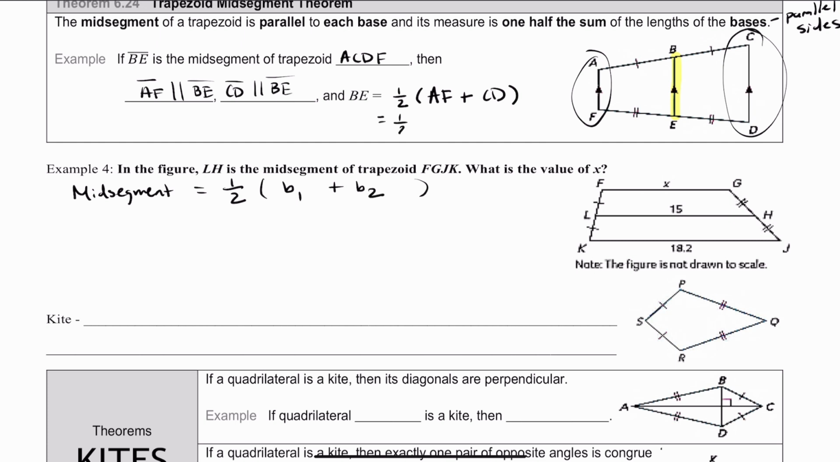And I'm just going to go ahead and put that here as well. Sorry, I'm going to say the mid-segment is equal to 1/2 times the quantity B1 plus B2. The mid-segment is 15 because this states that LH is the mid-segment. All I'm doing is replacing the mid-segment with LH. And that is equal to 1/2 of, here's my base, that's X, and here's my other base, that's X plus 18.2.